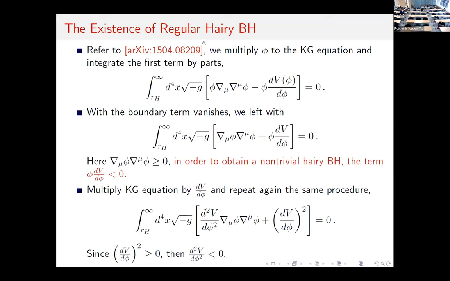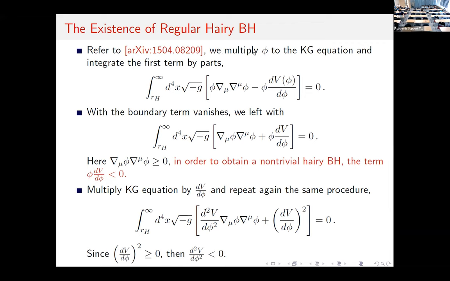In this part I will explain why such a black hole solution exists. Probably you might have seen this in the previous talk, where Professor Lee explained why such a solution exists. Now I'm using the review paper by Eugene and Carlos. From this paper, we didn't use the Einstein equation to do the analysis. We just look at the Klein-Gordon equation.